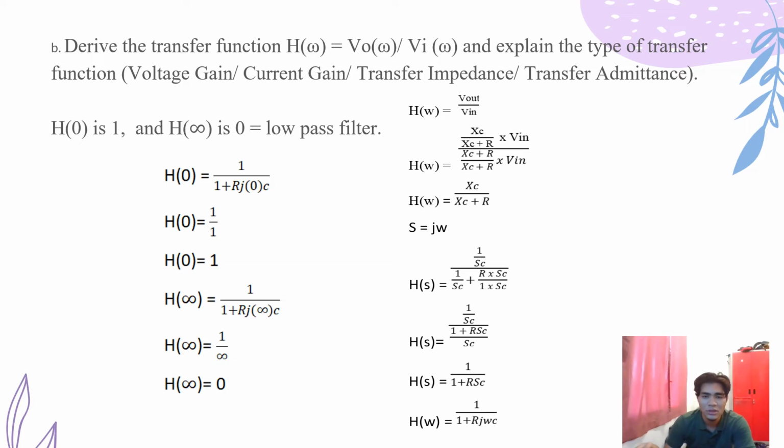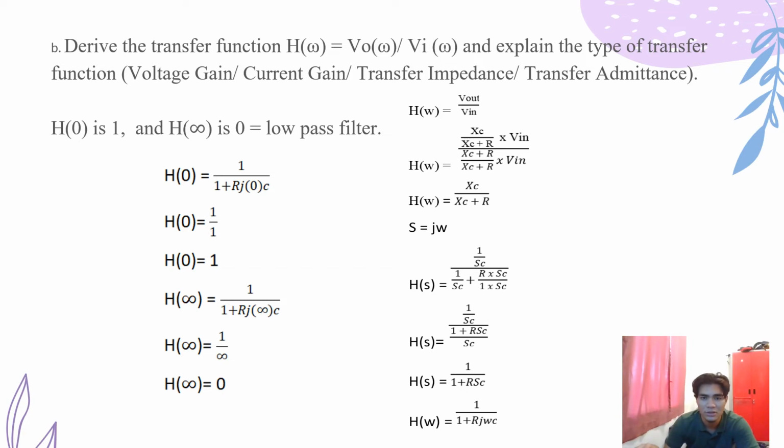Same as H0, for H infinity we will get 1 over 1 plus RJ infinite C. So we calculate, we will get 1 over infinity, so the final answer of H infinity is 0. As we know, H0 is 1 and H infinity is 0, which is equal to a low pass filter.